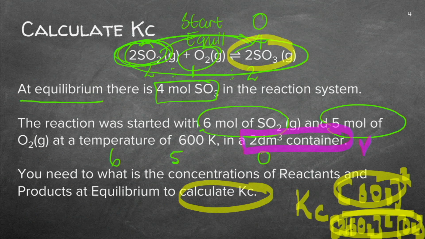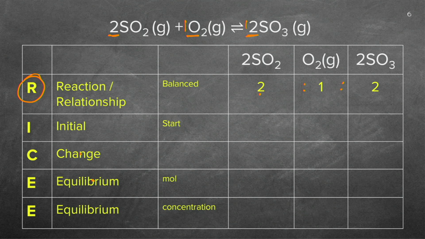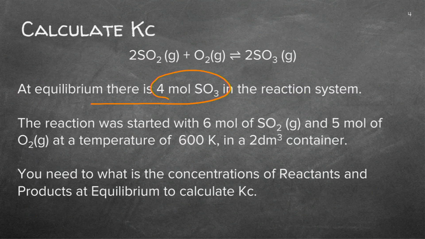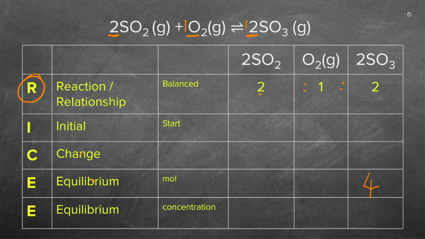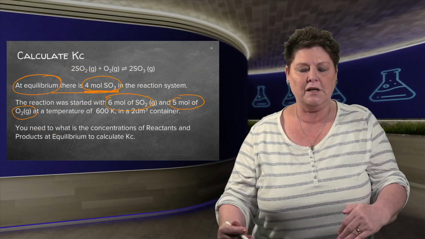Now, if we go back to our question, I'm going to clear this. They said at equilibrium, I've got 4 SO3. Now, let's go and put that into our equation. At equilibrium, I've got 4 SO3. They started off with 6 of the SO2 and 5 of the O2. So they started off with 6 of this and 5 of that. And you know I start off with no product. I know now that 4 has been formed because they said I've got 4 of that in the reaction at equilibrium. So it's finished there. It's not going to increase anymore.